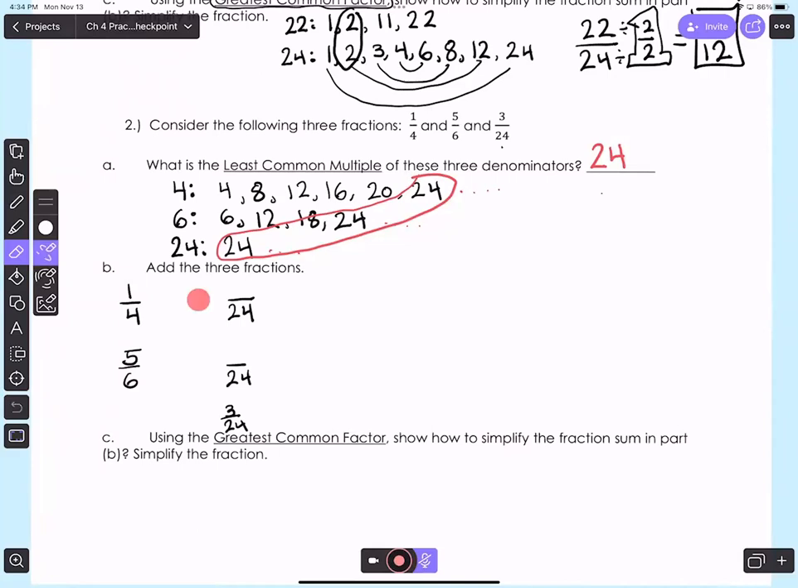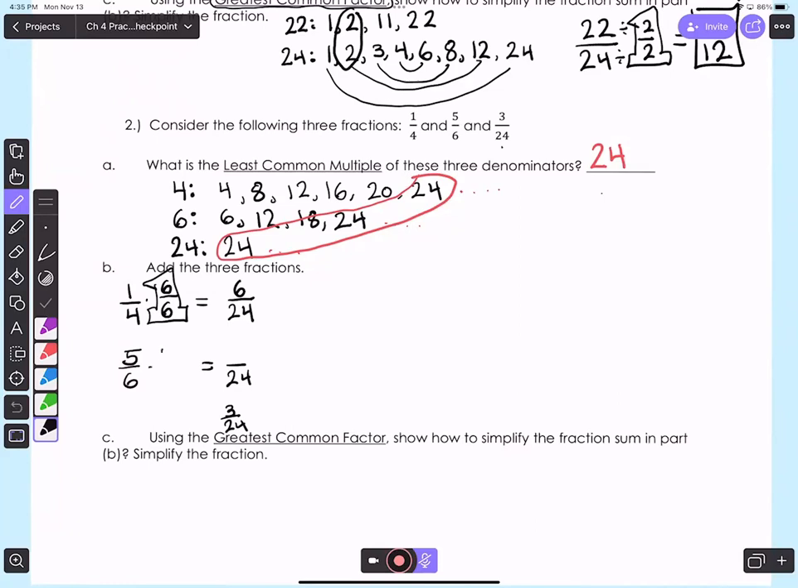So how do we turn a 4 into a 24? We're going to do that by multiplying by a giant 1. Anything times 1 is itself. So it's keeping the same portion, the same value, just different numerator and denominator. 4 times what gets us 24? 6. We match the numerator and denominator because we want it to be one whole. 1 times 6 is 6.